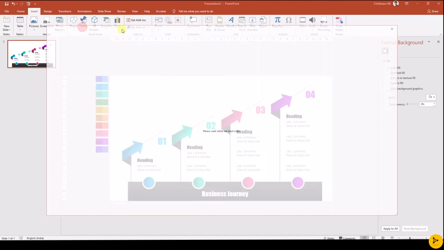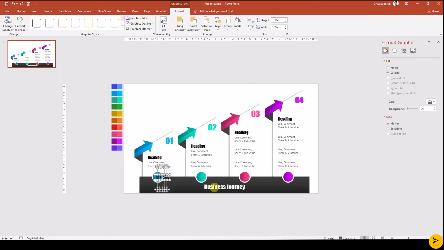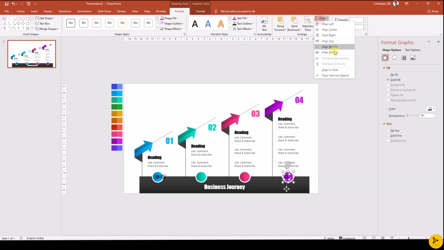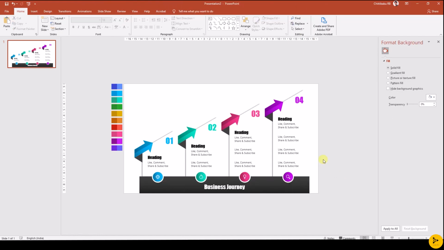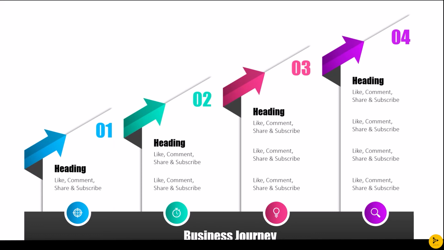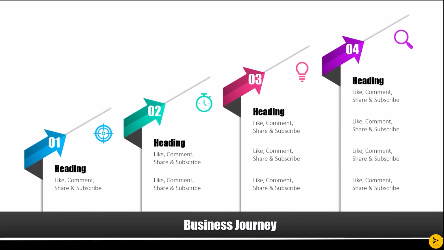Add icons. Align each icon to the middle center of the small circles. Change the icons color to white. So here is our final slideshow. You can also try a different layout by realigning some elements like this.